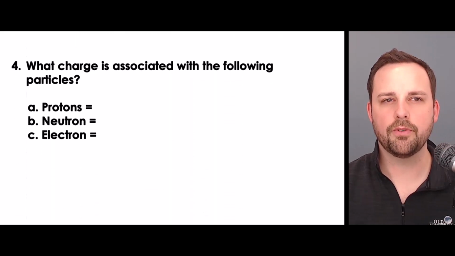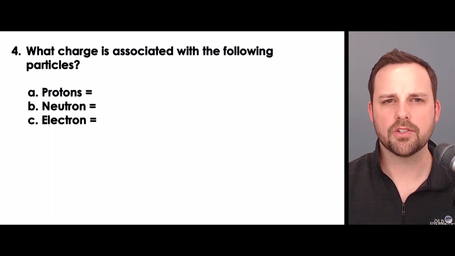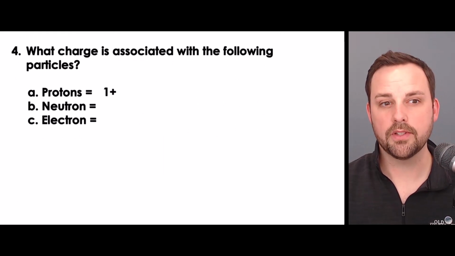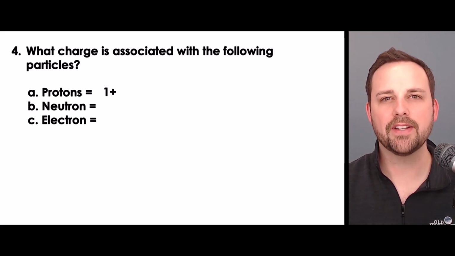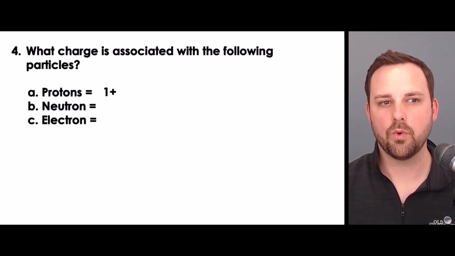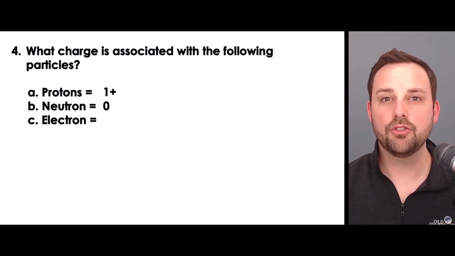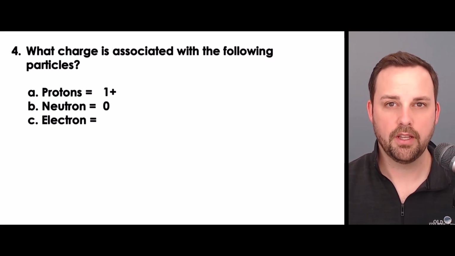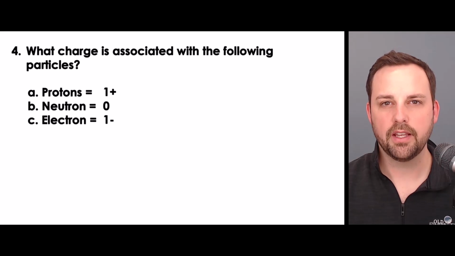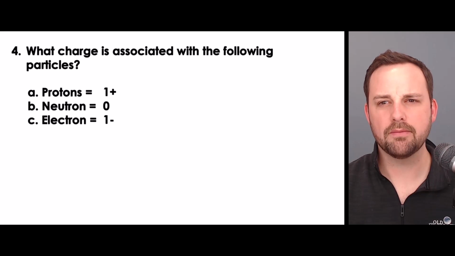Here's question number 4. What charge is associated with the following particles? Protons have a charge of 1 plus. That means one proton radiates a positive electric field that we describe as 1 plus, or sometimes plus 1. Neutrons have a charge of 0. That means they do not radiate an electric field. And finally, electrons. Electrons have an electric charge of 1 minus, or sometimes we say minus 1.